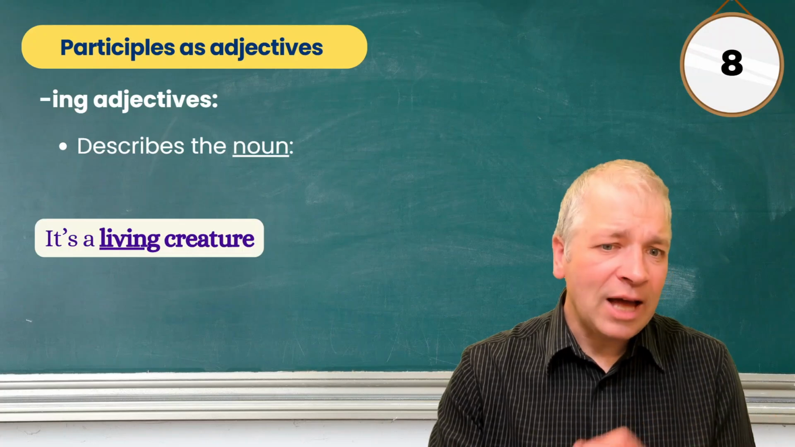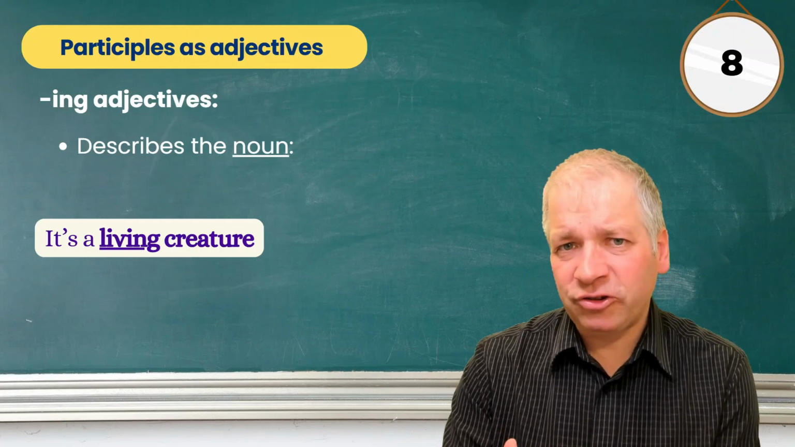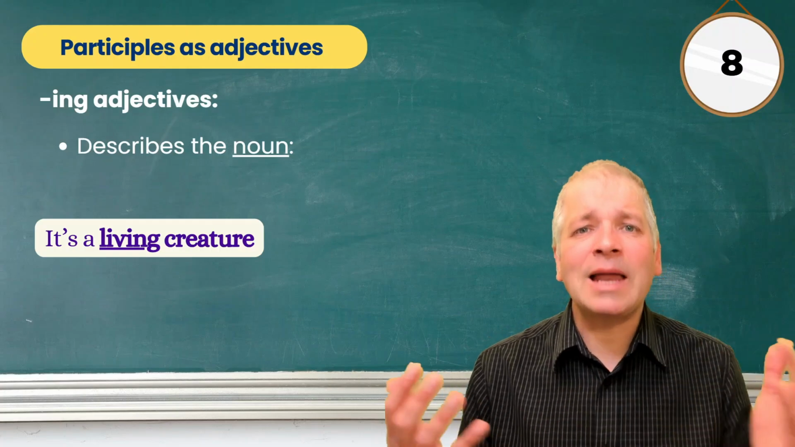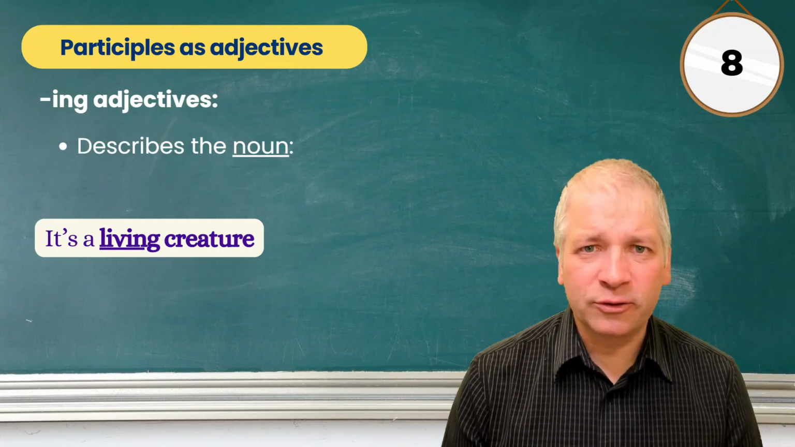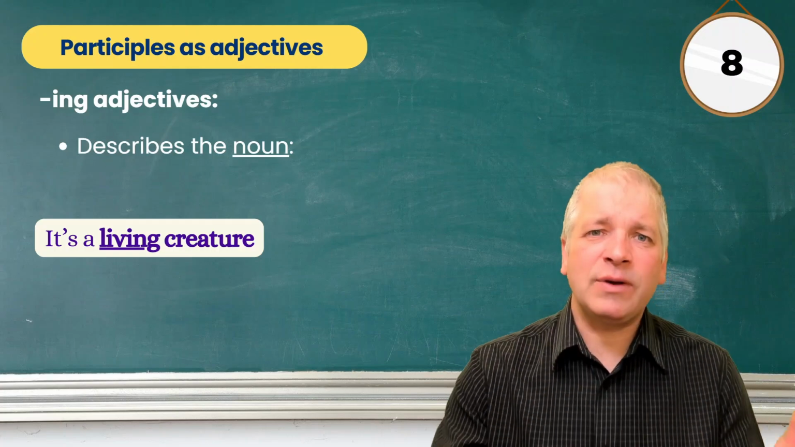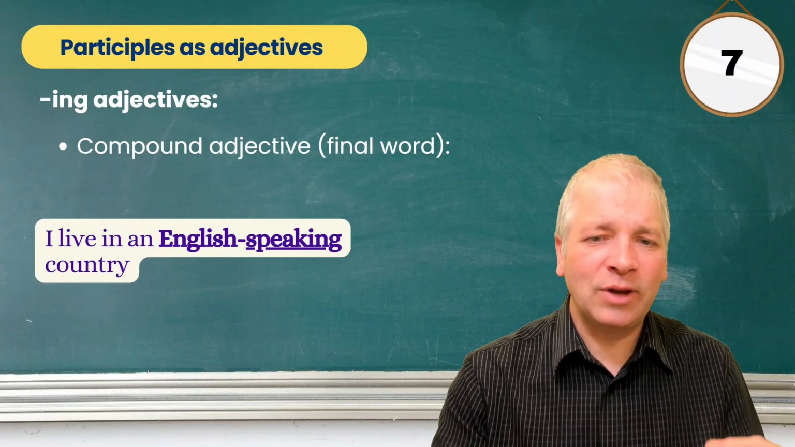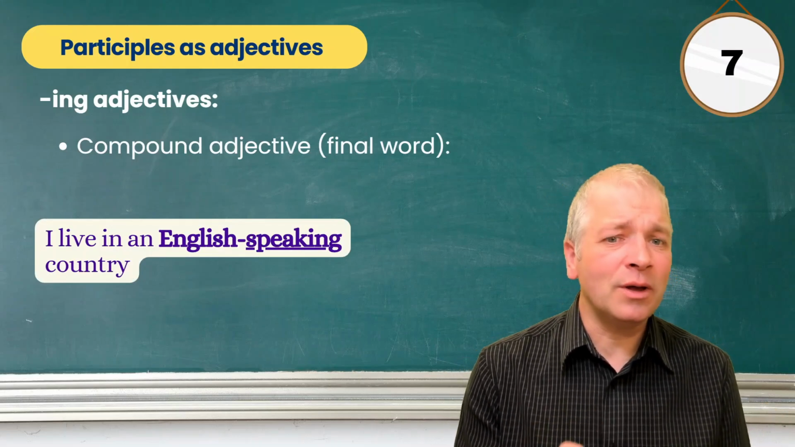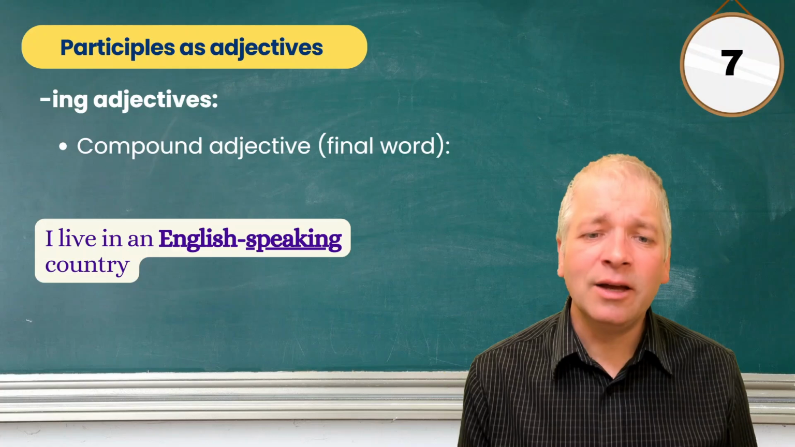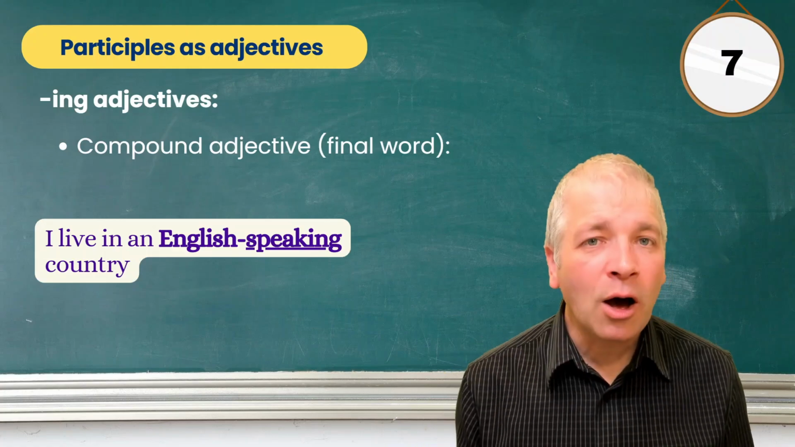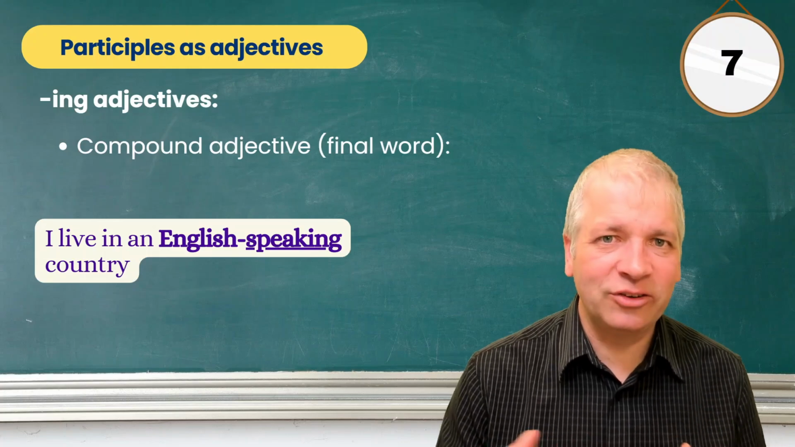Also, ing adjectives can describe a noun. So it's a living creature. So this is a creature that lives. And by using the ing, we're focusing on the active part of this. It's living, it's alive, it's active. Ing adjectives can be found in compound adjectives where the ing is often the final word, such as I live in an English-speaking country. Speaking describes English, but it actually comes after the original word. It makes this compound adjective.